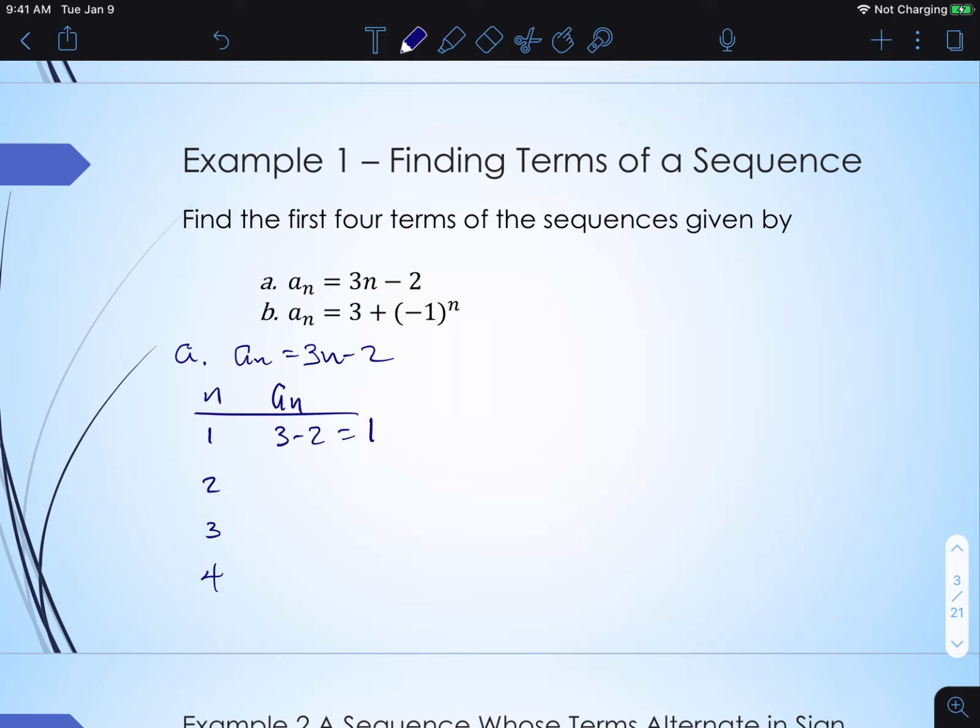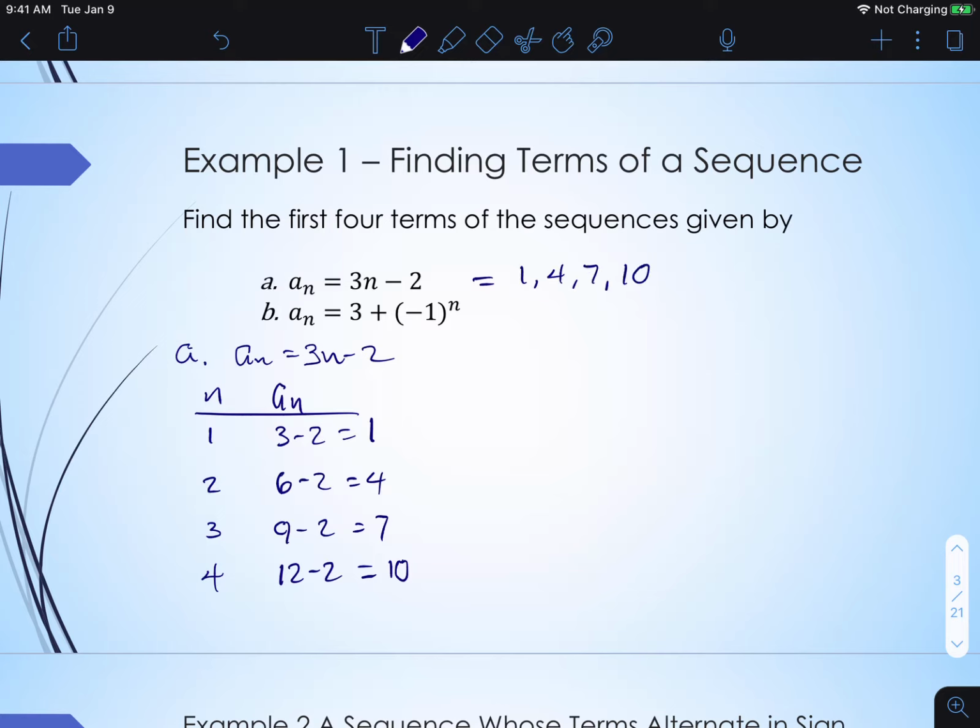That's equal to 1. So we know that one. The next one is going to be 3 times 2 is 6, minus 2 is 4. And then we've got 3 times 3 is 9, minus 2 is 7. And then we've got 3 times 4 is 12, minus 2 is 10. So we see that for A, we have 1, 4, 7, 10. So that's how we do that for that one.